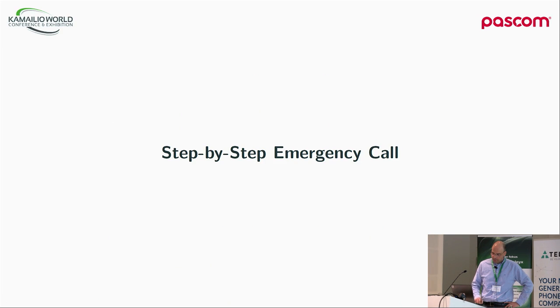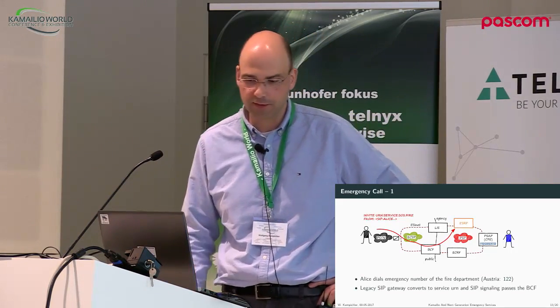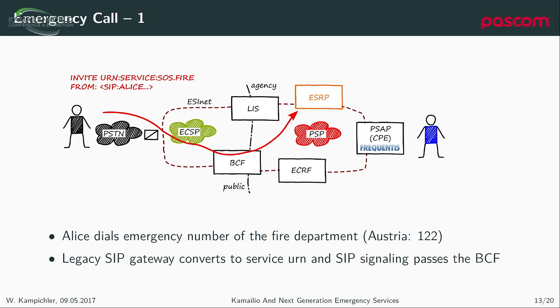Yeah, to explain it much better, we just go through an emergency call. The first step is, for instance, Alice is dialing an emergency number for the fire department. So in Austria, it's 122, which originates from the PSTN. So this is just legacy technology, just for the sake of this presentation. There can be different originating networks as well. So the technology on the right side deals with any of those originating parts or networks. So she dials an emergency number, call gets routed.